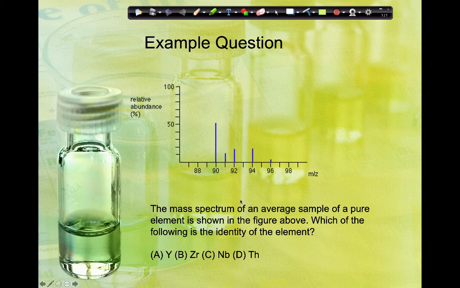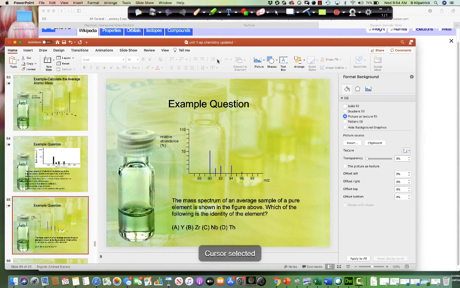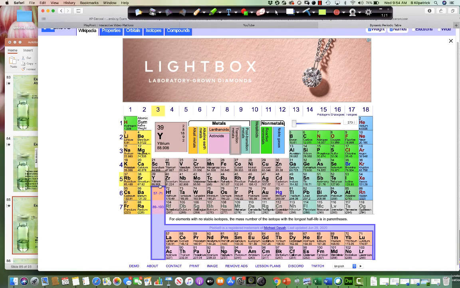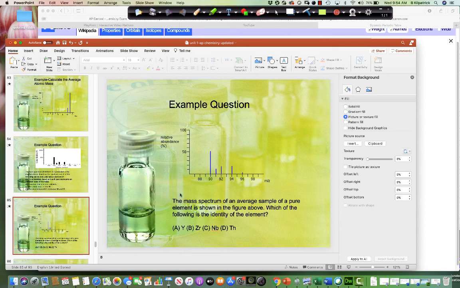Okay, so let's pull up a periodic table. If I look at Y, because let's use our multiple choice answers here, it's 88.9. I don't see anything here below 90, so it cannot be Y. If it was Y, I would have some peaks below 90 here. So let's look at Zr.